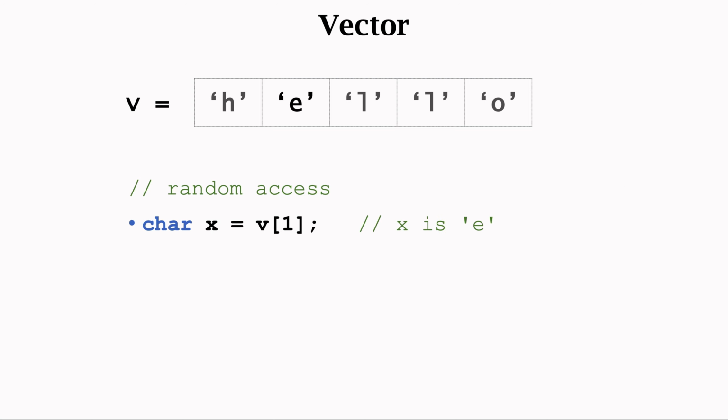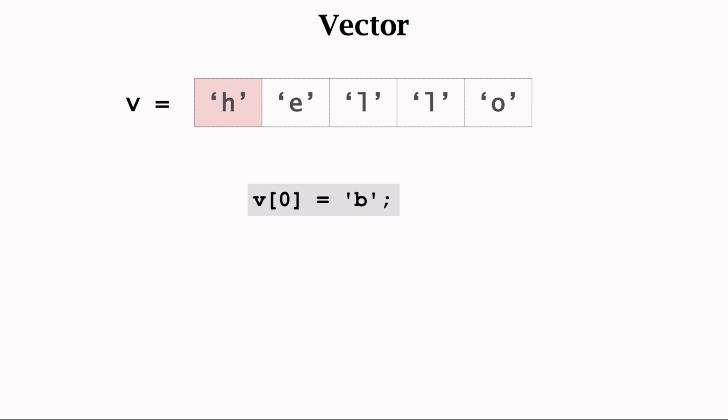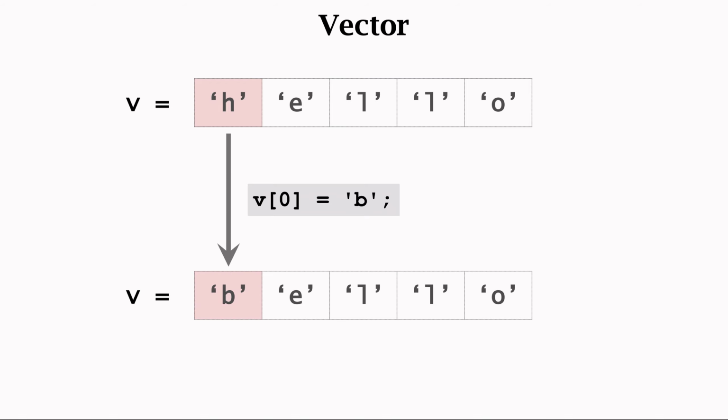Elements in a vector can be accessed using brackets, just like array. V bracket 1 is the first element in the array. C++ always counts from 0. In this example, the first element is the character E. Values can be assigned to elements of a vector using brackets. This line of code changes the zeroth element from H to B.